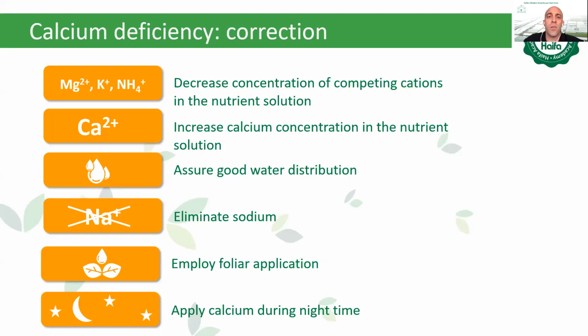If it's necessary, you can decrease the other cations like magnesium, potassium, and ammonium, of course, to decrease the antagonism between the cations. And of course, increase the calcium level in your feeding solution, although it will not always solve the problem. Increasing the calcium concentration may not solve the problem if we have other conditions that impair uptake of calcium to the plant. And of course, ensure good water distribution.